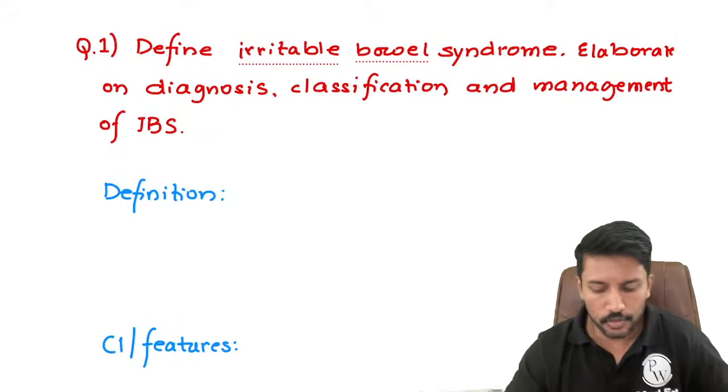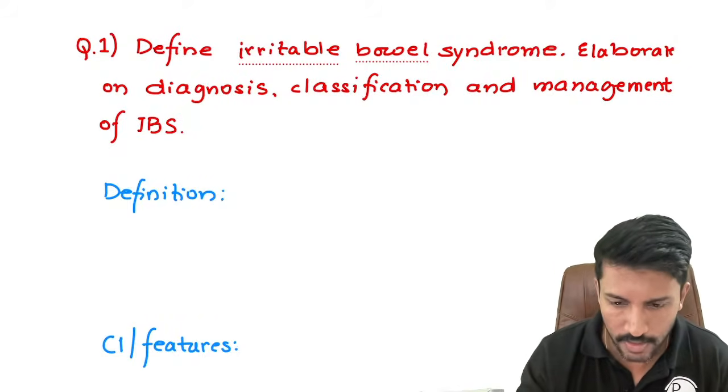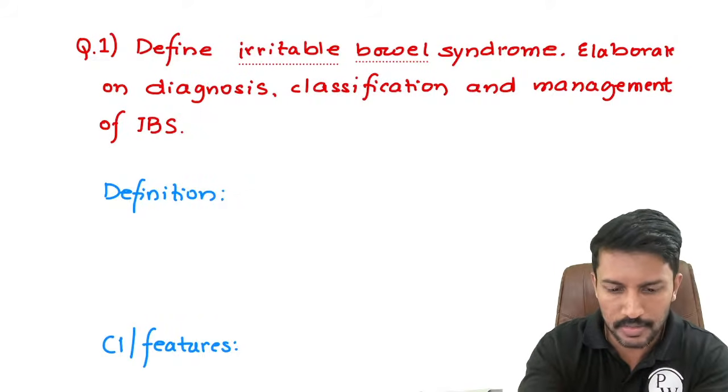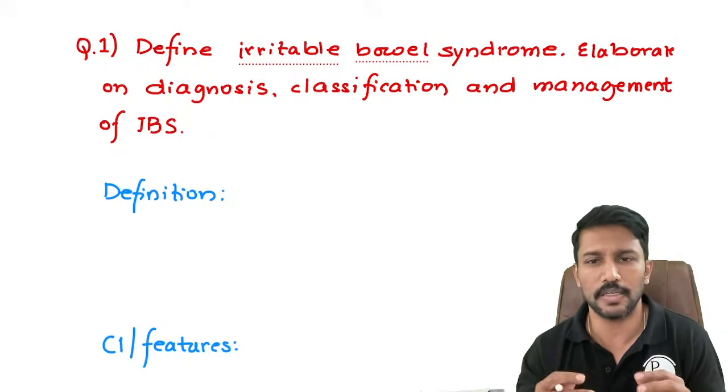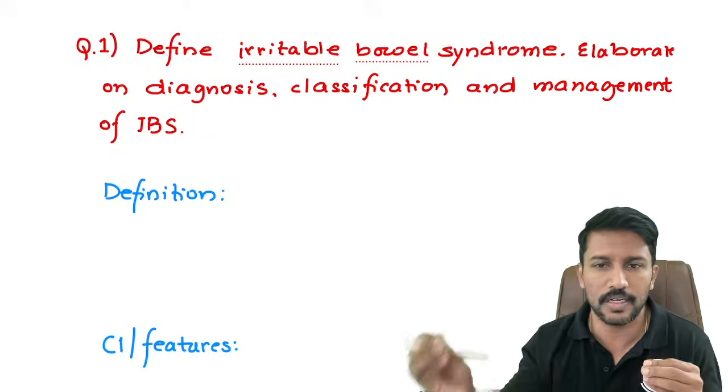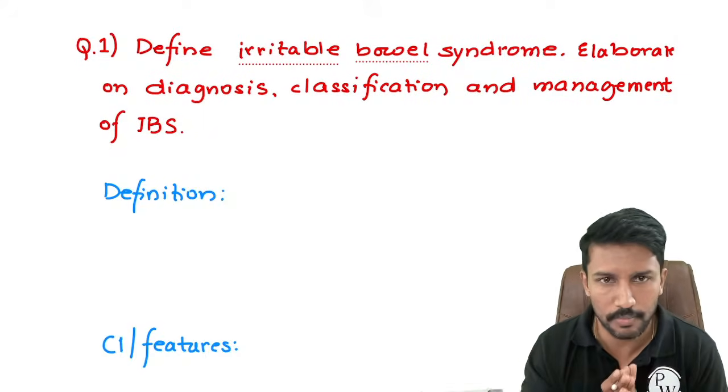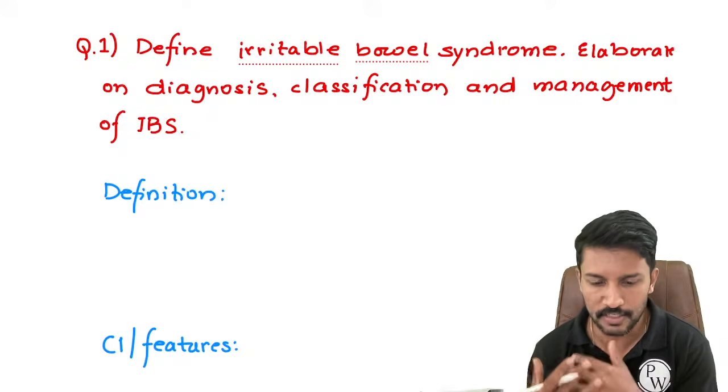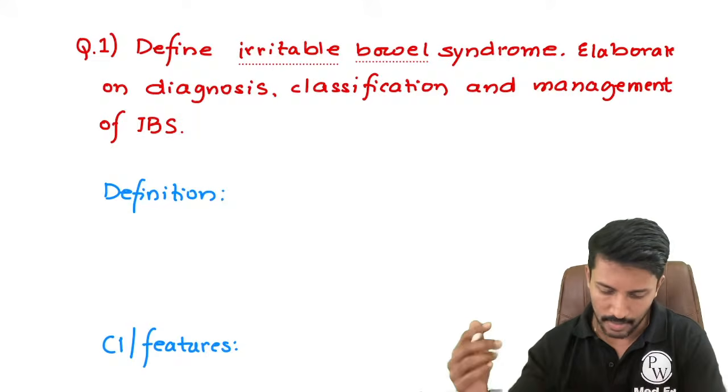The first question from gastro is important, usually asked in many university papers for 5 marks, sometimes 10 marks, or sometimes this combined with diarrhea, it can be asked for 10 marks. Right. Now, how will I write if it is for 5 marks or 10 marks?